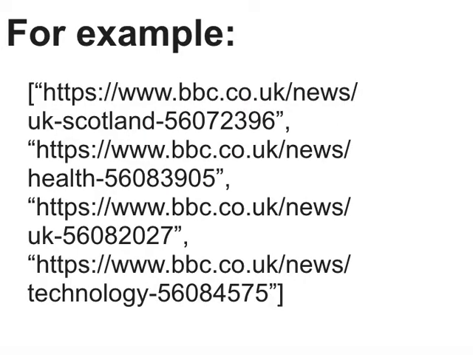Here's one very simple example. This is a list of URLs. These are the URLs of different news articles. If we wanted to scrape a number of different news articles and extract data from those, for example, the headline, the author, the first sentence, then we would need to go through a list of URLs like this.